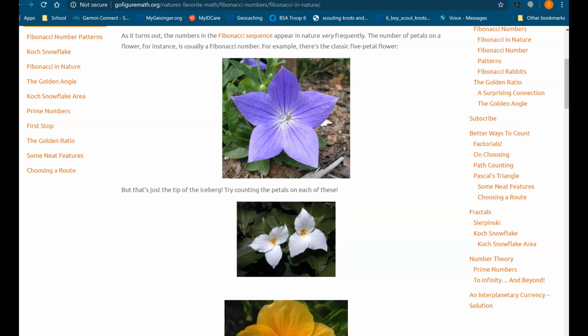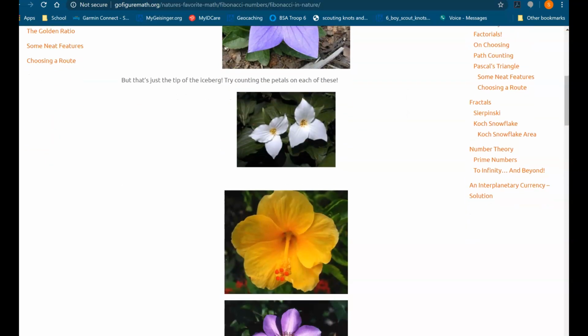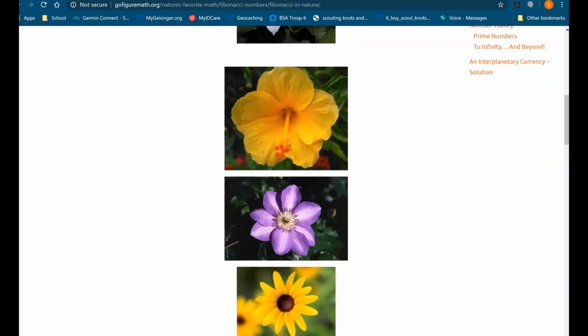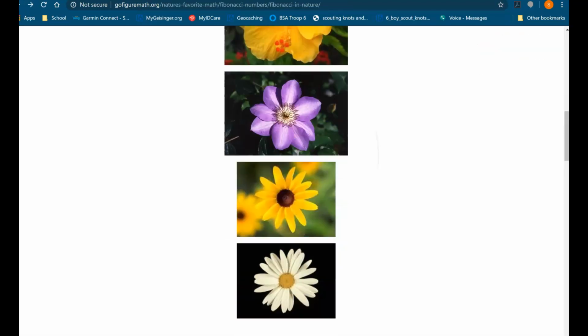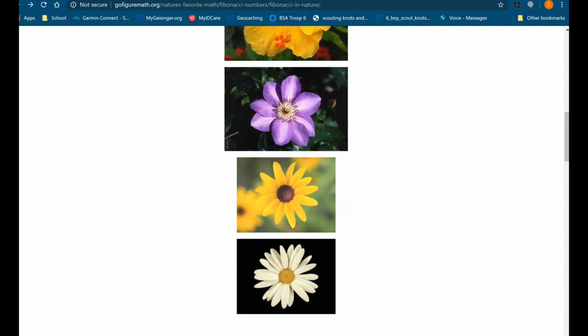How? Well, look at that. How many petals? 5. That's a Fibonacci number. How many petals? 3. 5. How many petals here? Oops, I clicked on it. Sorry about that. 1, 2, 3, 4, 5, 6, 7, 8. Fibonacci number. If you look at these petals, if we count them, 1, 2, 3, 4, 5, 6, 7, 8, 9, 10, 11, 12, 13. Fibonacci number.